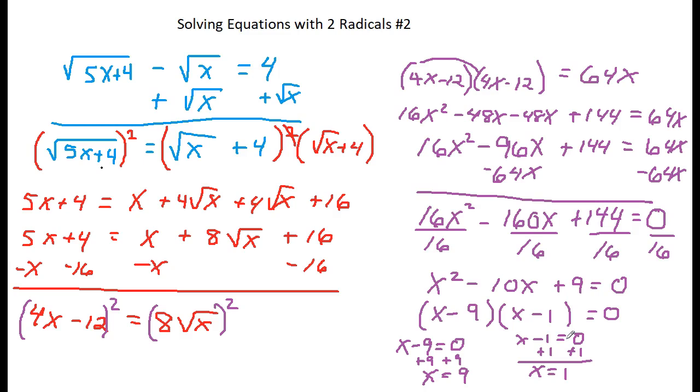All right, so what does that tell me? That tells me that only the one works. Okay? So that tells me that this here is an extraneous solution. So the only one that works is the 9. All right, so be careful, all right? You can do this.